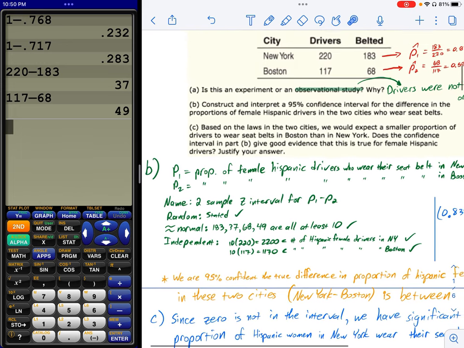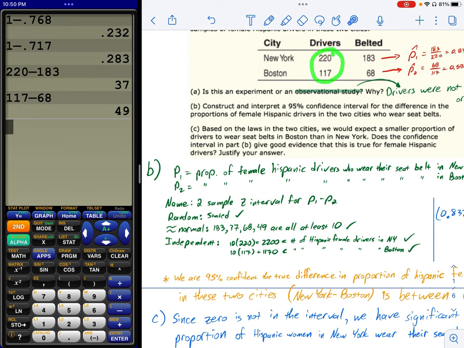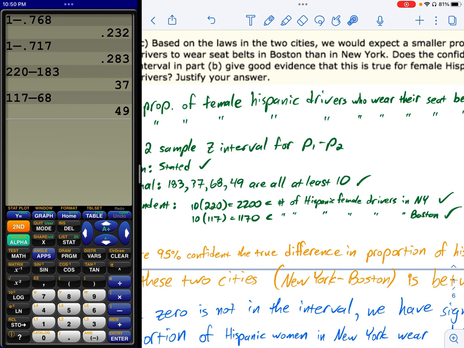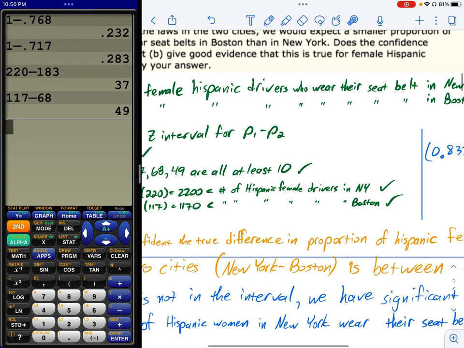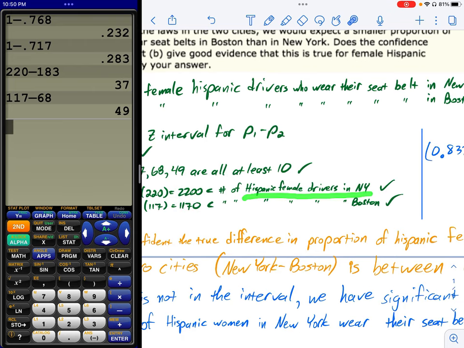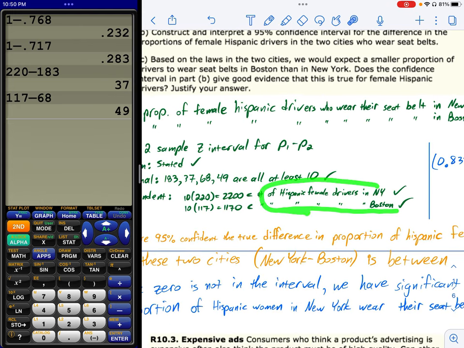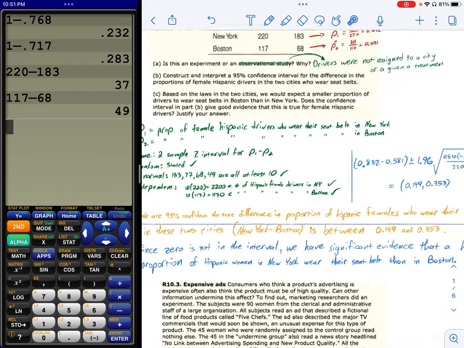Are they independent? Are these samples less than 10% of all the Hispanic females in these cities? These cities are massive. There's like 30 million people or something like that. But to show the work, you multiply each sample by 10. You get about 2,000 and about 1,100. Is that less than all the Hispanic female drivers in New York and less than all the Hispanic female drivers in Boston? Don't skimp on this, you guys. List your population, refer to what it is. Again, it convinces the grader, hey, this person knows what we're doing here. So those are your conditions.